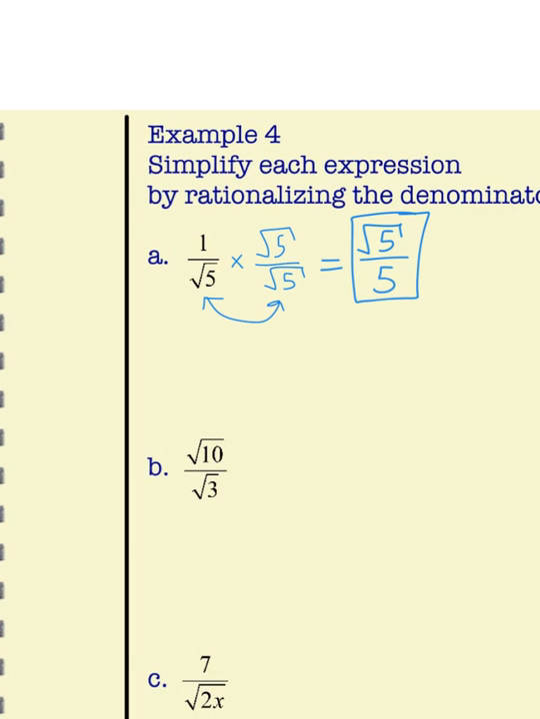All right, example B, the square root of 10 over the square root of 3. To rationalize that, we're going to take the radical in the denominator, so square root of 3, put it over itself, so we're just multiplying by 1.